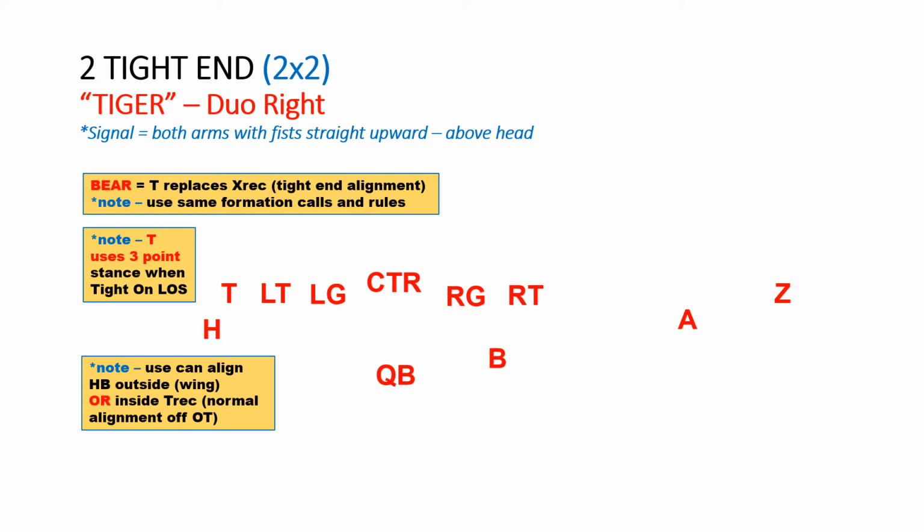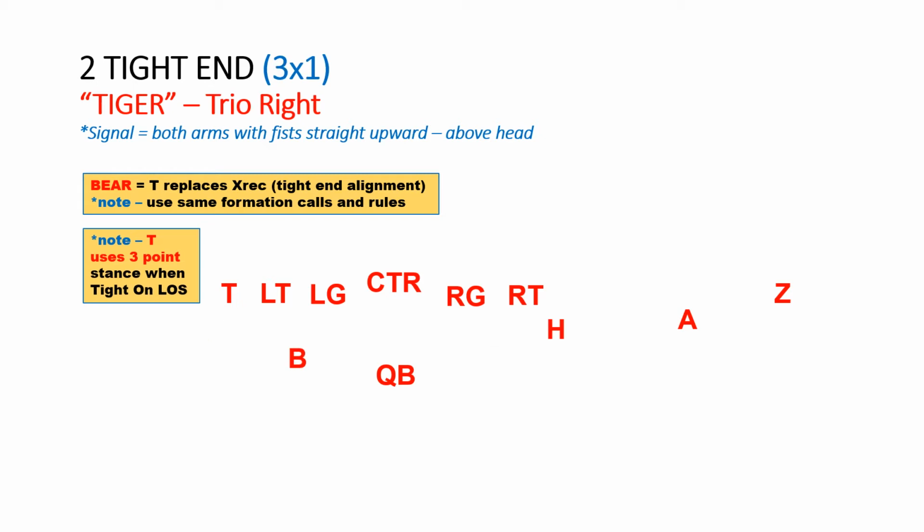You can see on the left now that T is going to be a tight end with a traditional 3-point stance, and then the H-back now will be winged off and over him. You can do this where you align him inside over the tackle like your normal alignment, but I prefer the wing adjustment. I think it puts more strain on the defense.